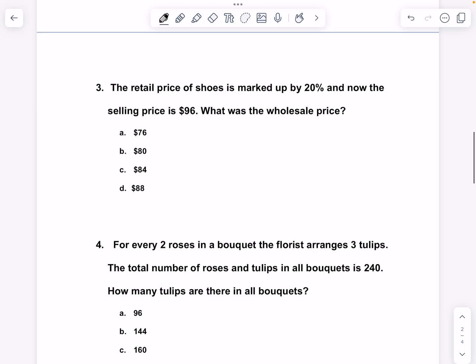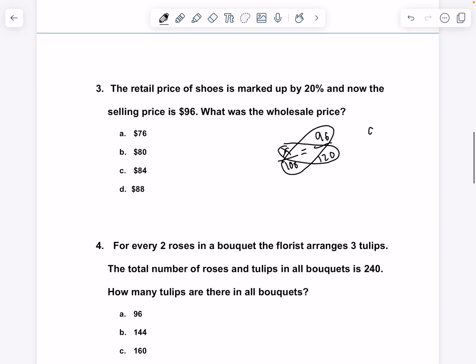Number 3, it says the retail price of shoes is marked up by 20% and now the selling price is $96. What was the wholesale price? So if it's marked up 20% from the retail price and now 96, that means it's $96 for 120% of the price. And then we're trying to find the wholesale price, the original price, which should be 100, and then X, because we don't know. We cross multiply 120 times X equals 9,600. We divide by 120 on both sides, and that will give us a total answer of $80. So the answer will be B.